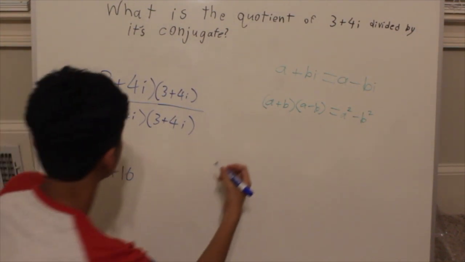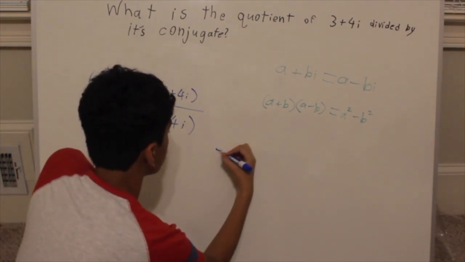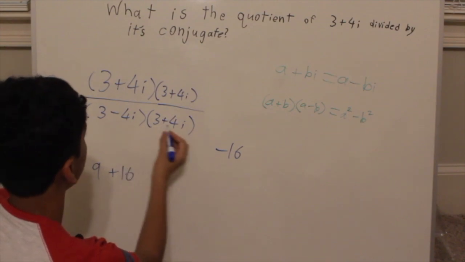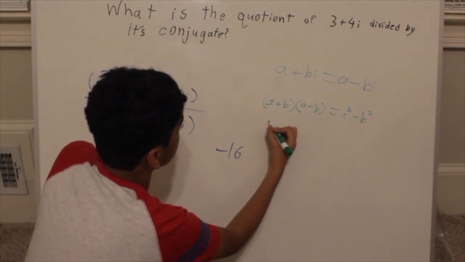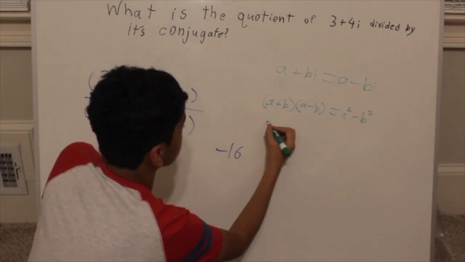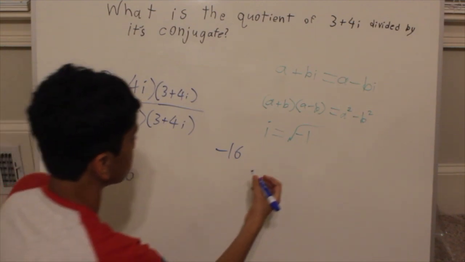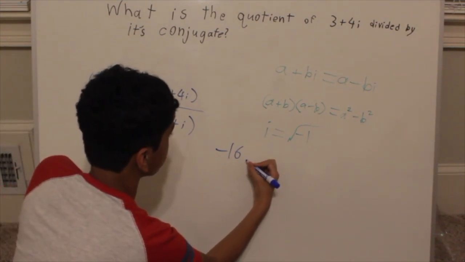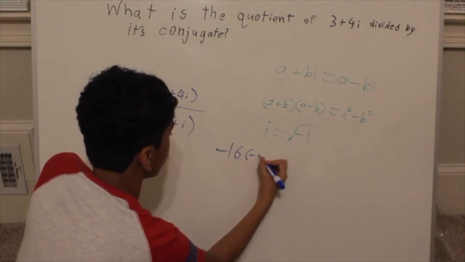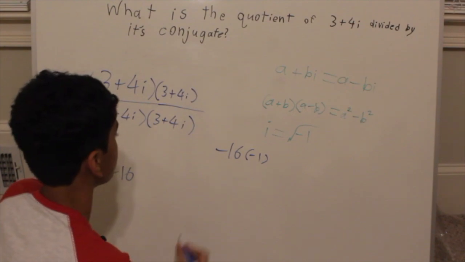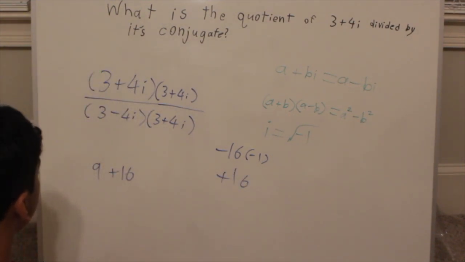Why is it plus 16? This is why. You have negative 4 times negative 4, that's going to be minus 16. And then you have i times i. Remember, i is equal to the square root of negative 1. So 16 times the square root of negative 1 squared. That's going to be times negative 1. And the negative cancels out the negative. So that's going to be positive 16. So you add 16 here.